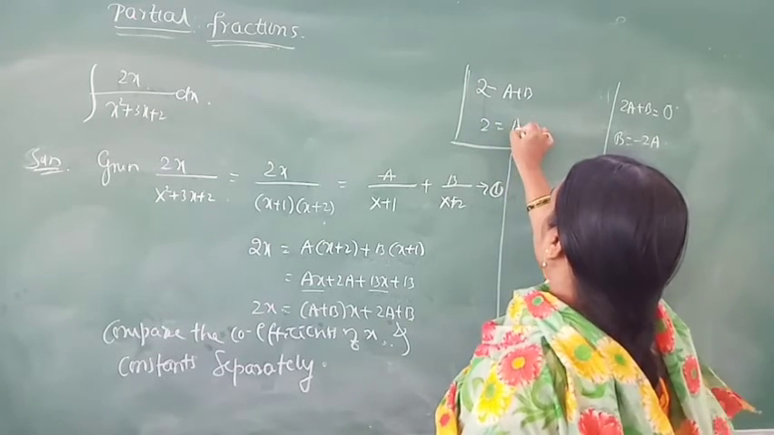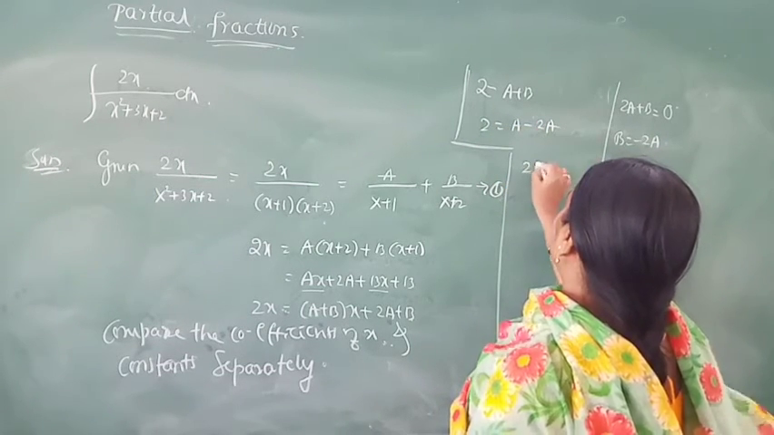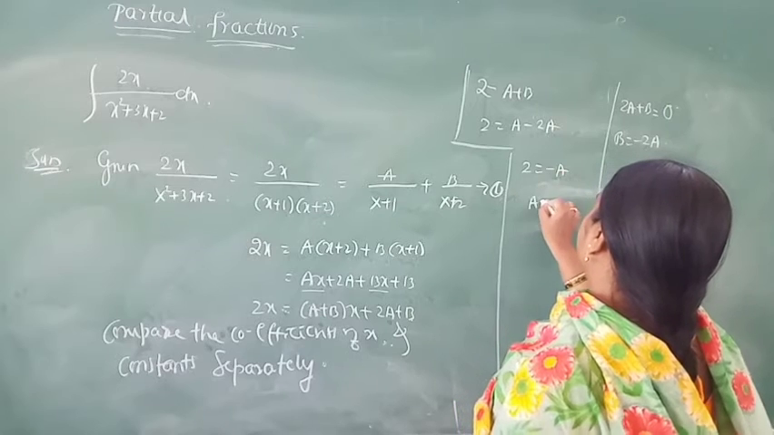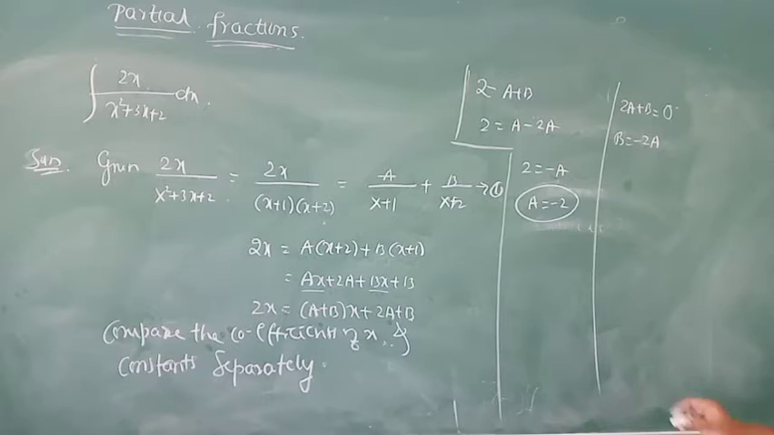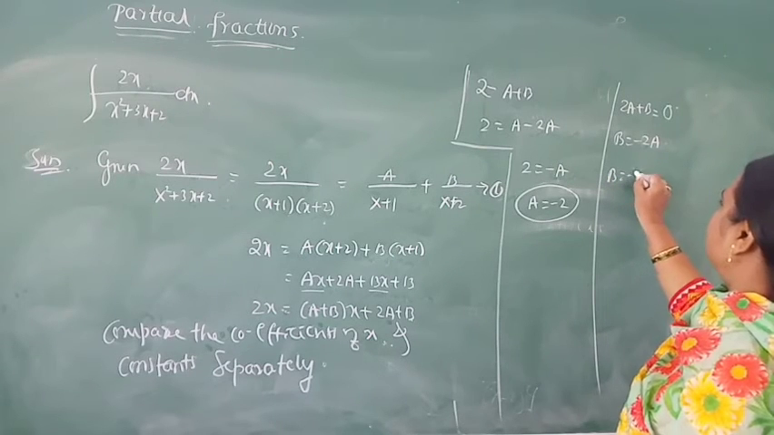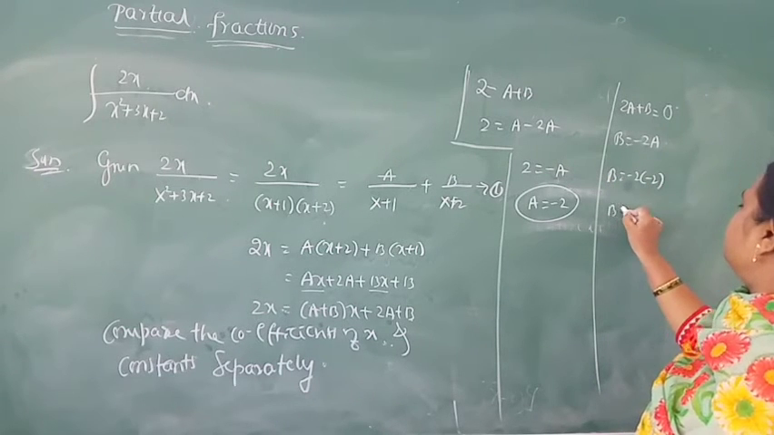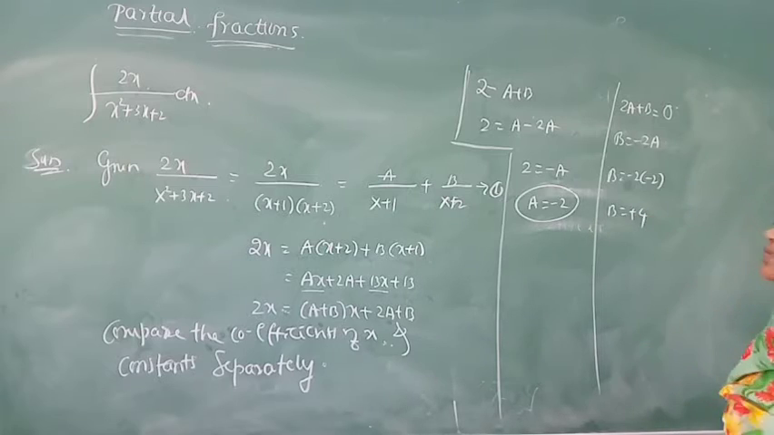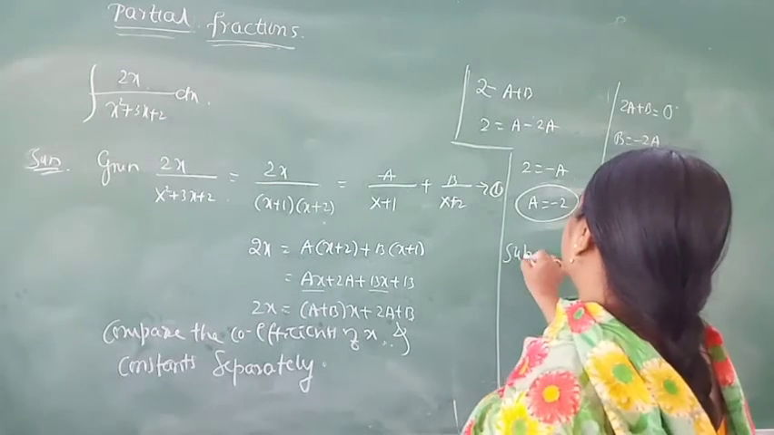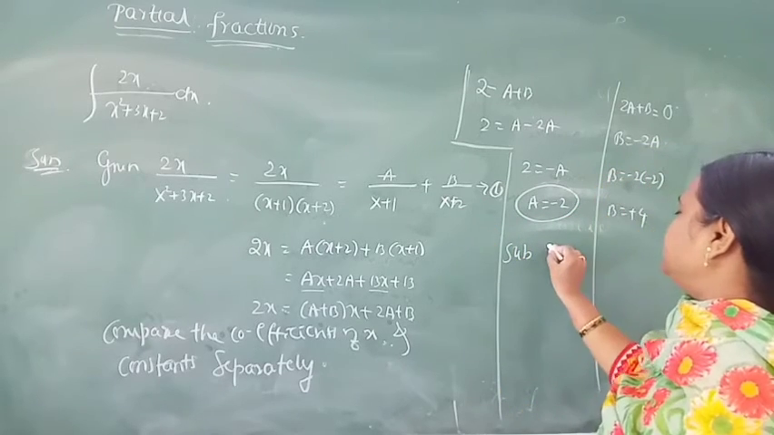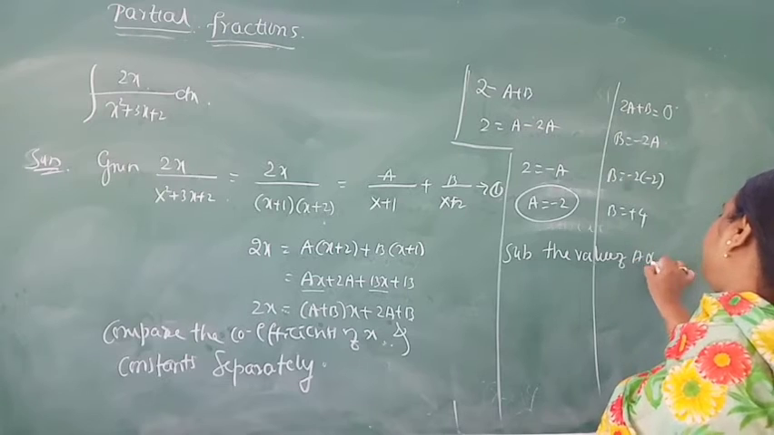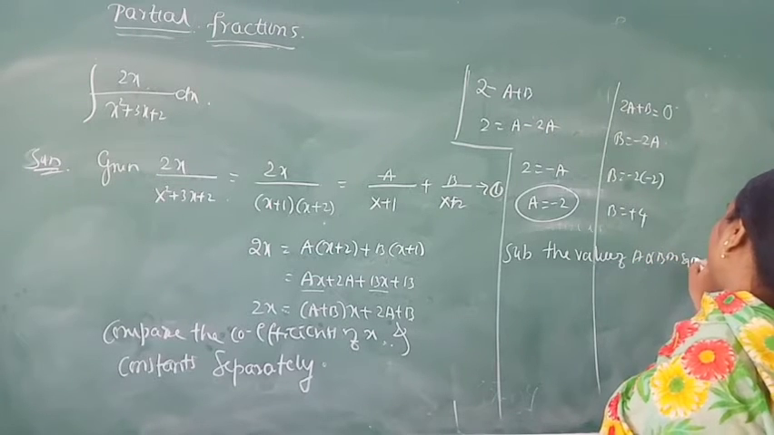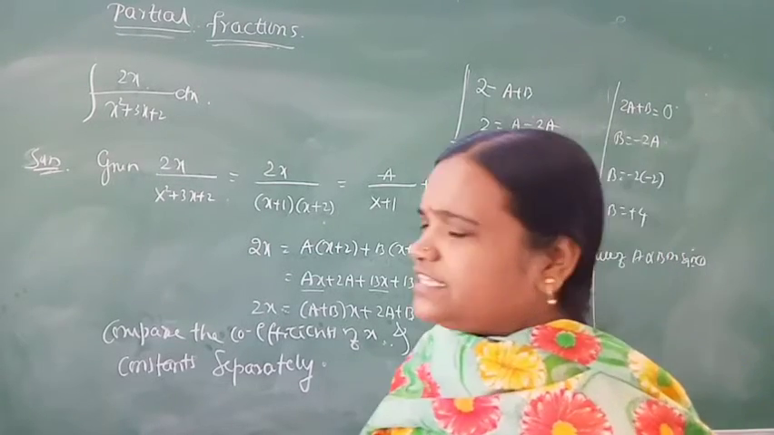2 equals a minus 2a, means 2 equals minus a, means the value of a we get is minus 2. If you know the value of a, we can substitute here: b is equal to minus 2 into minus 2. Value of b is plus 4. Correct. Next step is to substitute these two values in equation 1. Then we get the answer.